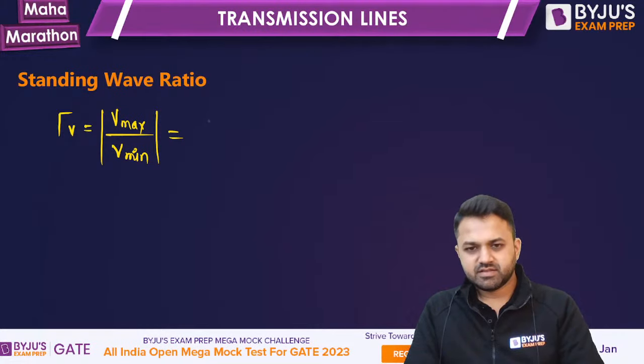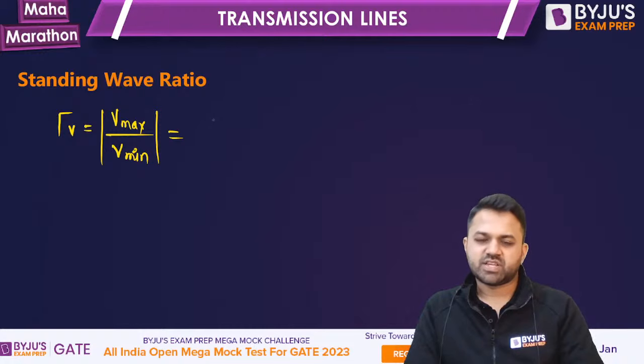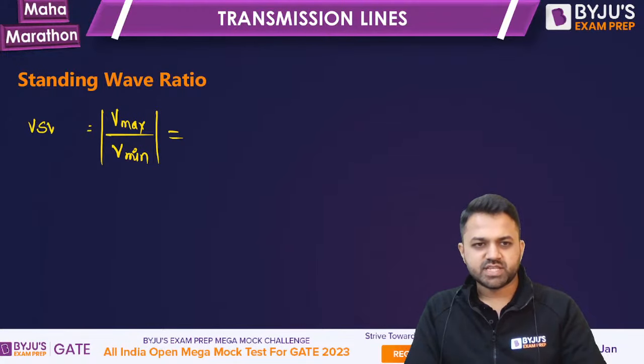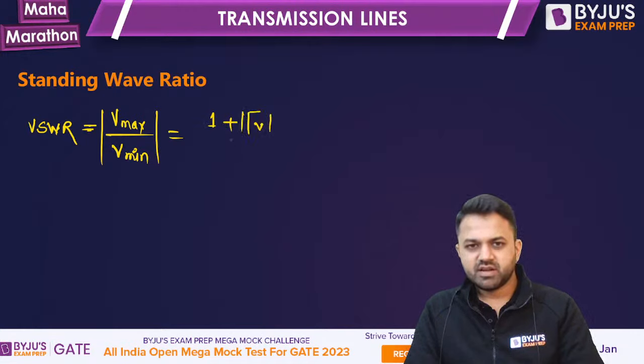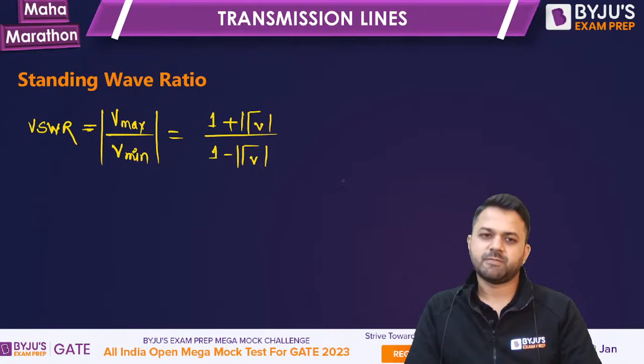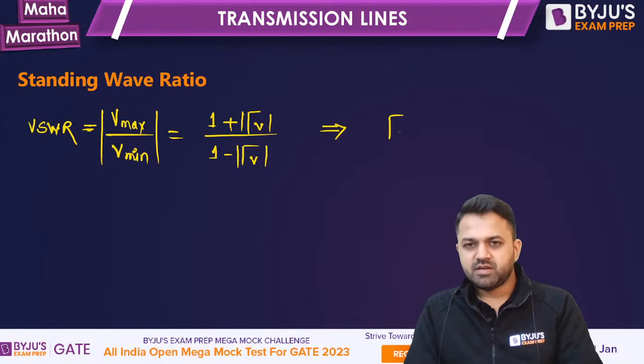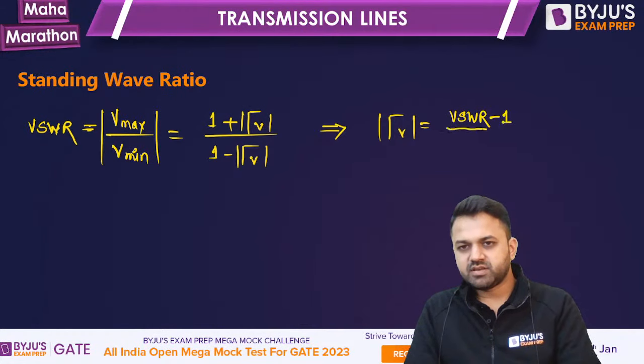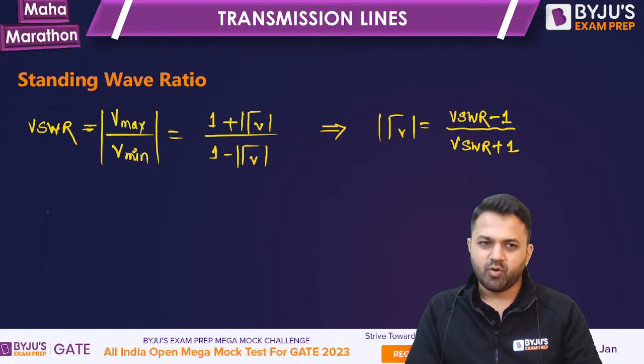So this can be written as, I have written the standing wave ratio. This is for voltage. So this is VSWR. So VSWR is Vmax divided by Vmin and mod. That is nothing but 1 plus magnitude of voltage reflection coefficient divided by 1 minus magnitude of voltage reflection coefficient. Okay, this is the formula. And from here, we can also calculate the magnitude of reflection coefficient as VSWR minus 1 divided by VSWR plus 1.